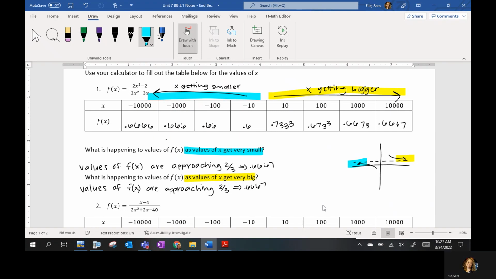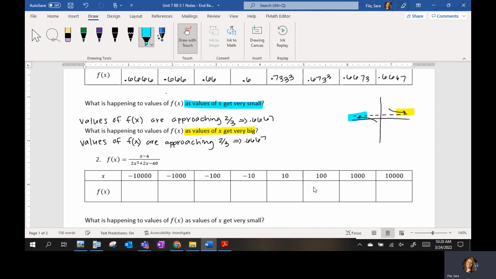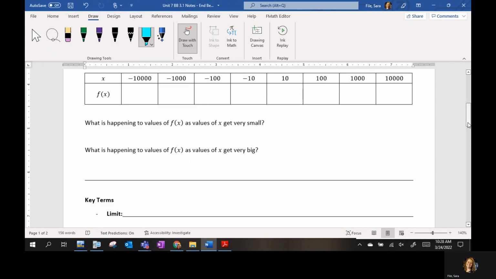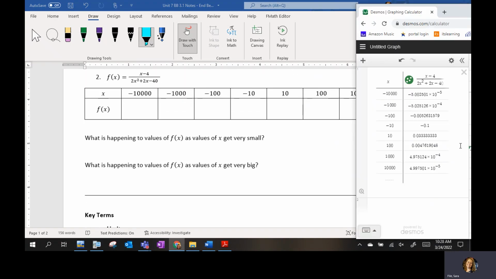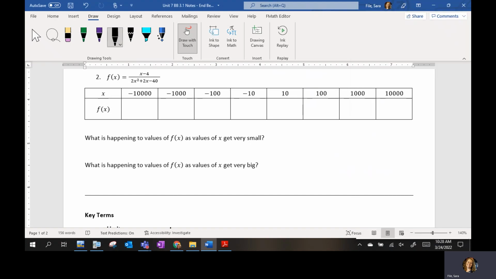We good? We talked earlier in the week about factoring all of these out and figuring out where there's a hole and where there's a vertical asymptote. Now we're talking about, what about the ends of the graph? What's happening at the ends? We're going to do that same thing with number 2. I already put it in while the announcement was going on. I went ahead and typed that into Desmos so we can fill in this table. Now, these are in scientific notation. It means these numbers are so small. You have to just remember, I won't write them in scientific notation. I'll put them as regular numbers on here for you.